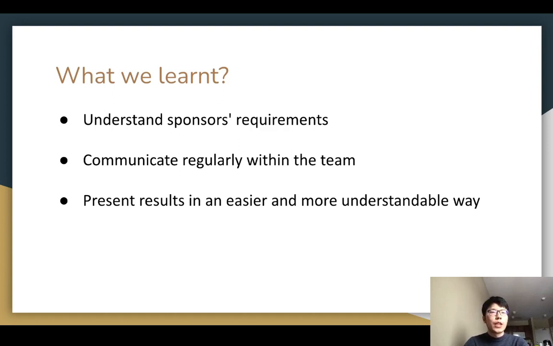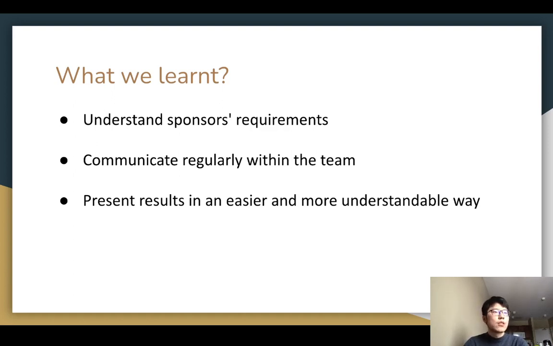Every week, we would have a 2-hour meeting with the sponsors and faculty. And on the weekend, we would have another meeting, just 1 hour, purely with the team members. We would tell each other what we are doing and what help we need. So that's the second thing we learned.